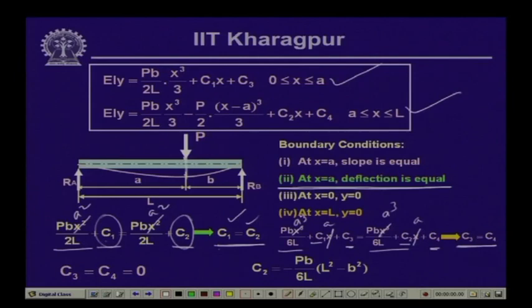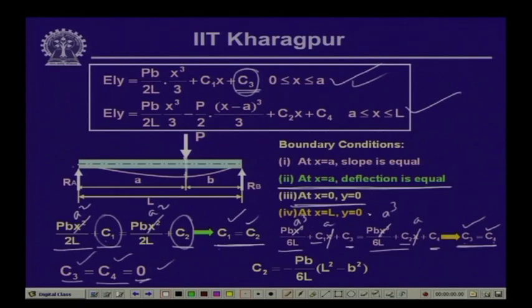Now, if we substitute this boundary condition, that at x equals to 0, y equals to 0, we will have to use the first of the expressions, since it is valid between 0 to a, and that gives us C 3 equals to 0. Now, since C 3 is equal to C 4, C 3 and C 4 both are equal to 0.